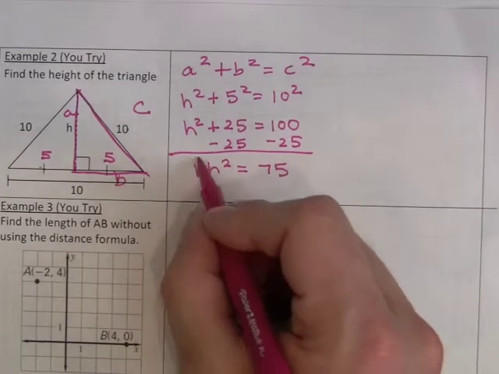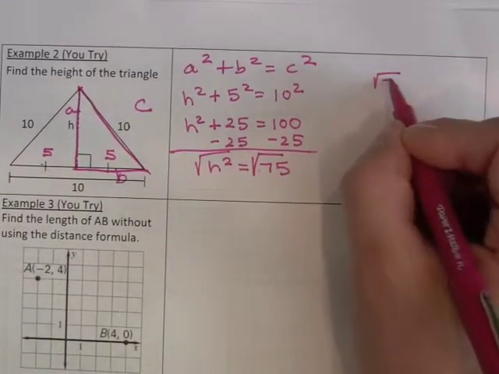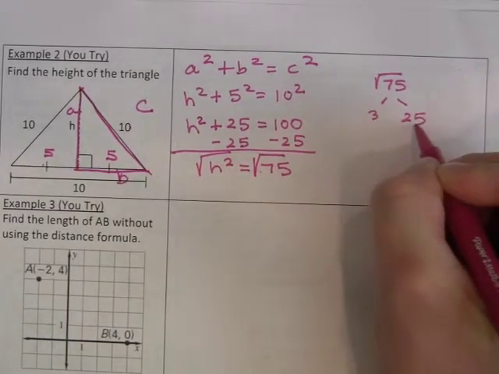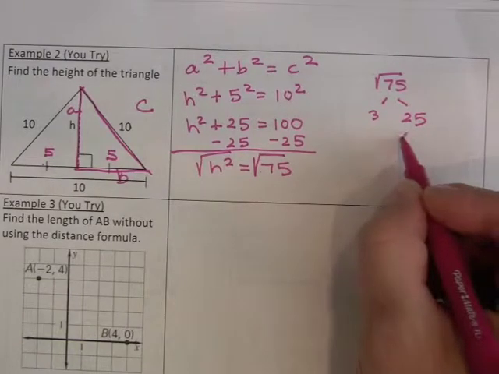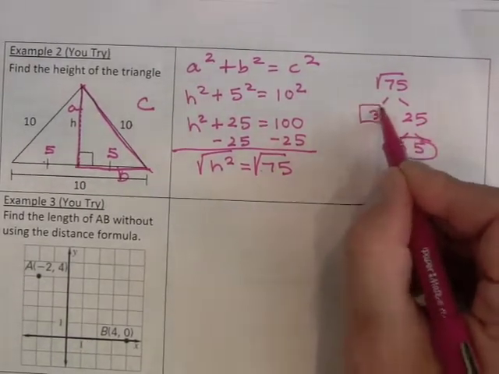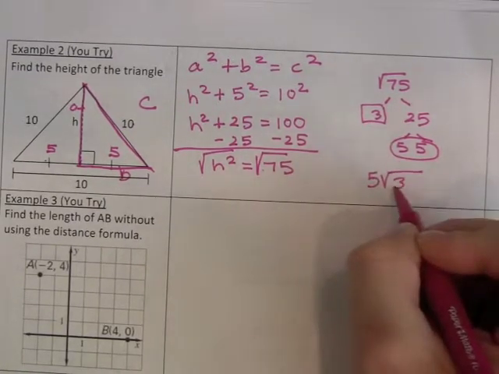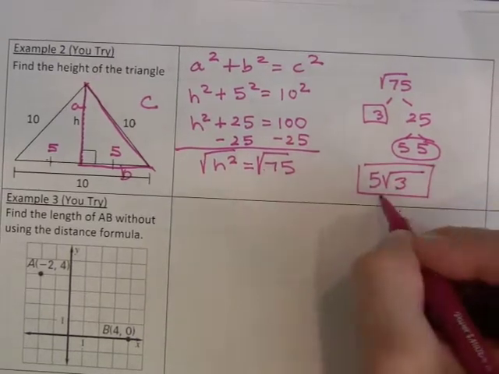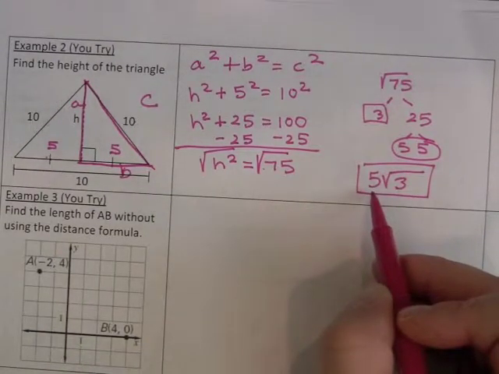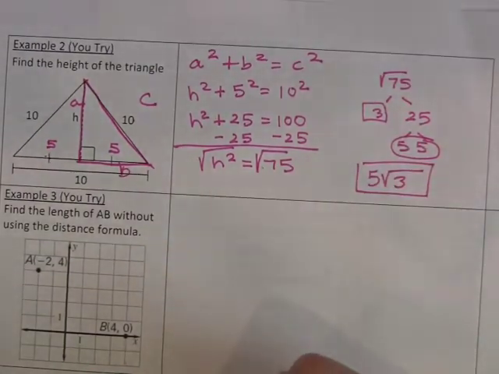And then lastly, I need to take the square root of 75, and 75 can be broken down into 3 times 25. 25 is a pair of 5s, with 3 remaining, so one 5 comes out. Under the radical is the number 3. And there's my answer. I'll check my work. 5 squared is 25. 25 times 3 is 75. Now I know I simplified it correctly.